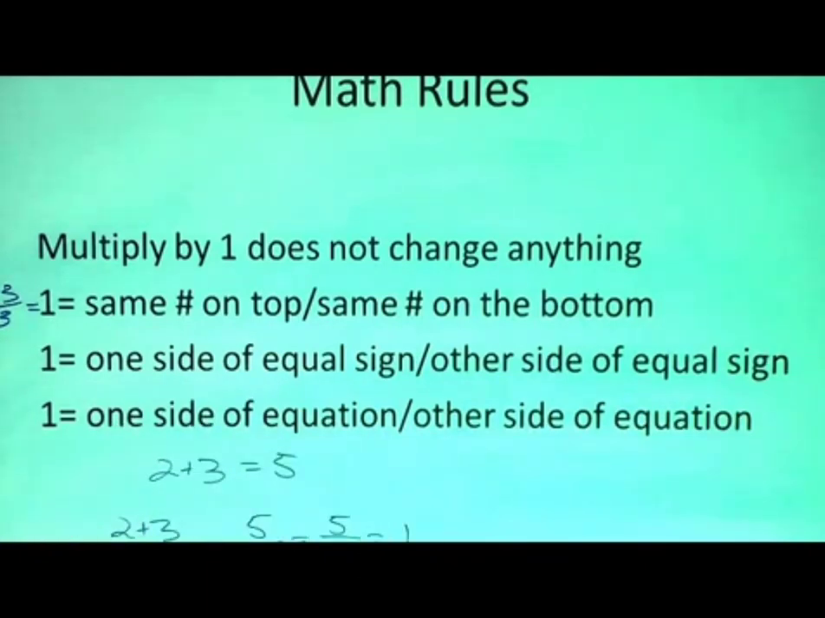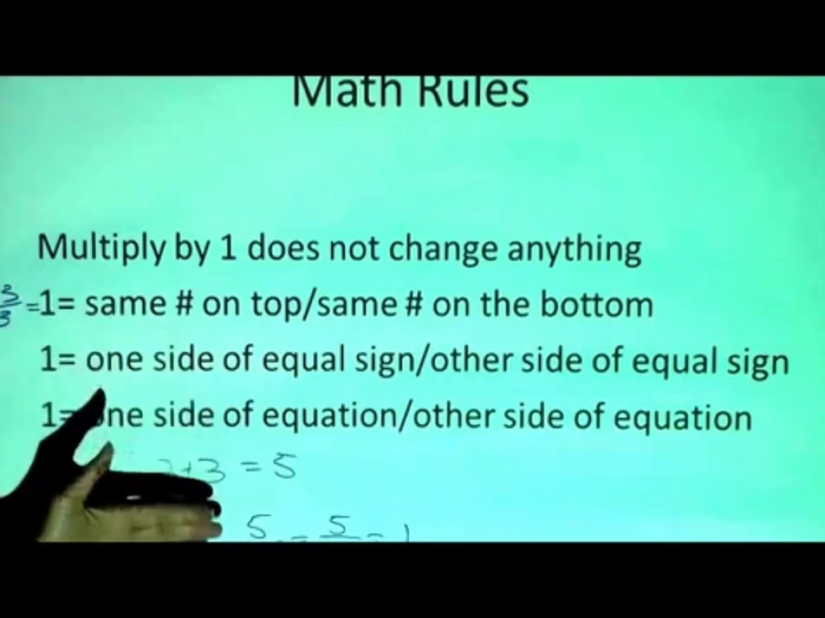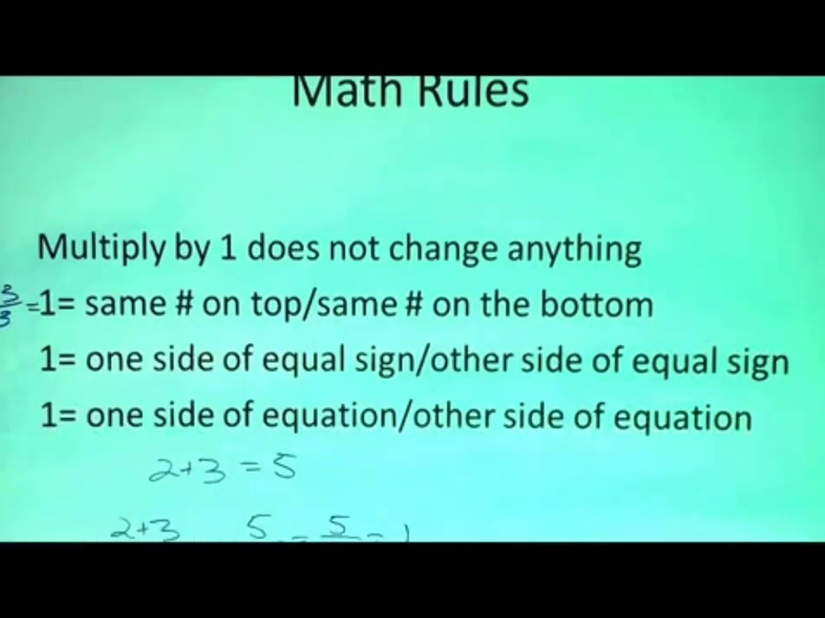Okay? So as long as you have one side of the equation on top, the other side of the equation on the bottom, you can flip-flop them, but they have to be on top of each other. It will equal 1. And if you multiply by any of these ratios, you have not changed anything. It's still the same number.